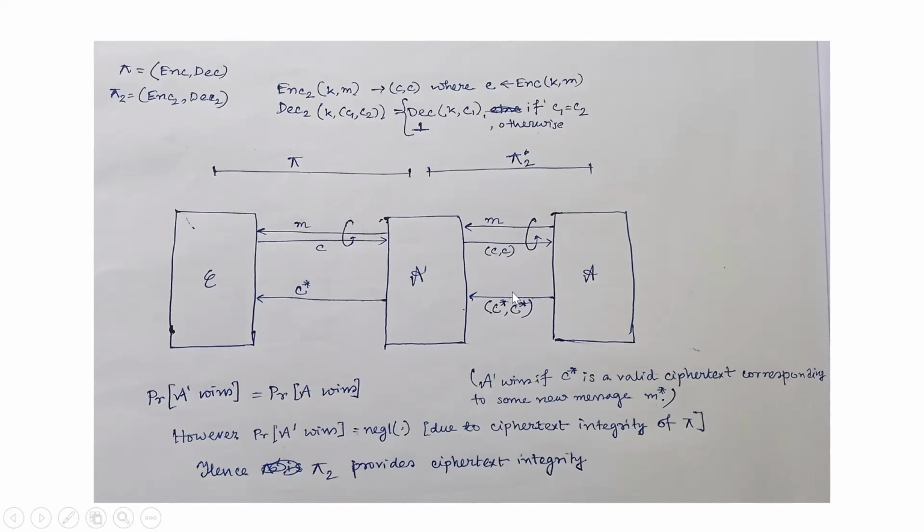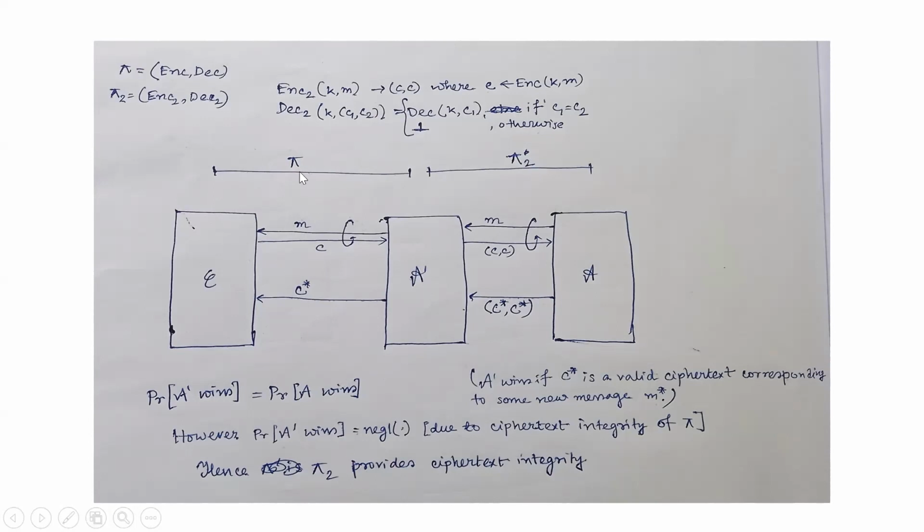But if it correctly decrypts, that means the decryption of the first part actually results in some valid message, which is a new message. And then just giving the first part as the output ciphertext in the game pi, that would also decrypt to the same message M, which is a valid message. So that means if A is able to break the ciphertext integrity of pi2, then A dash will also be able to break the ciphertext integrity of the basic scheme pi.